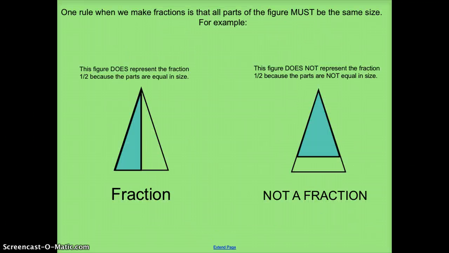A quick rule for fractions is that whenever we make fractions or look at fractions, all parts of the figure must be the same size. For example, this figure does represent the fraction 1/2 because the parts are equal in size. My shaded half is the same size as my unshaded half, so that is a fraction. Here, even though I split a line across the middle of it, this does not represent 1/2 because the parts are not equal in size. The top half of my shape is much larger than the bottom, so this is not a fraction.